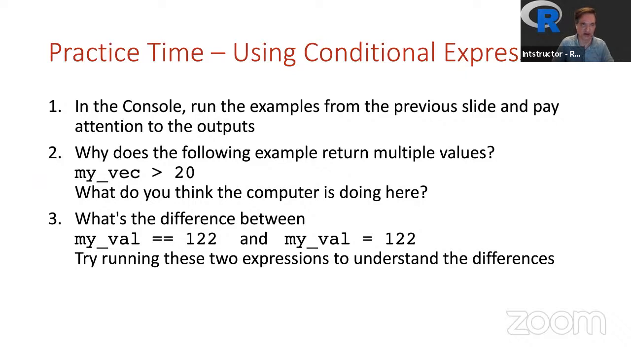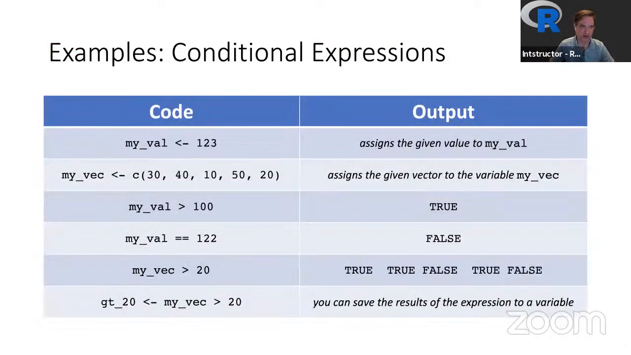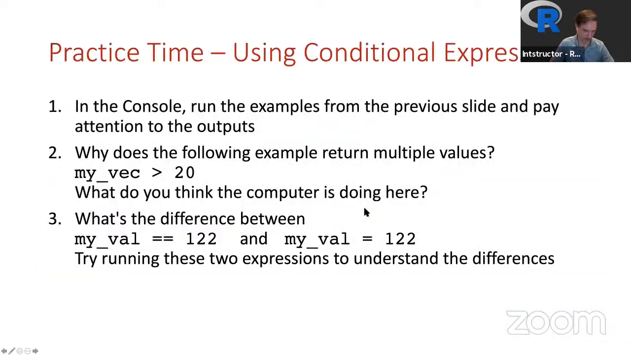Okay, so we're back to practice time here. In the console, I want you to go ahead and make this value and this vector. And I want you to just practice executing some of these coding expressions and looking at the output. You don't need to take too much time here. It should hopefully be fairly quick to do. In particular, I want you to try this case where you use the double equal sign to ask a question, a conditional expression, versus the single equal sign, and just get used to what would happen if you were to do both of those expressions that look very similar.